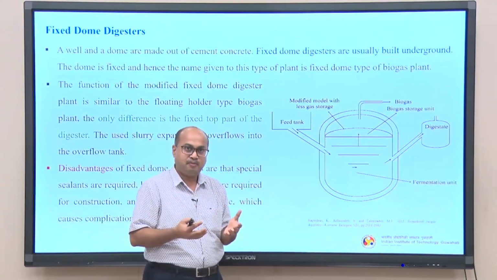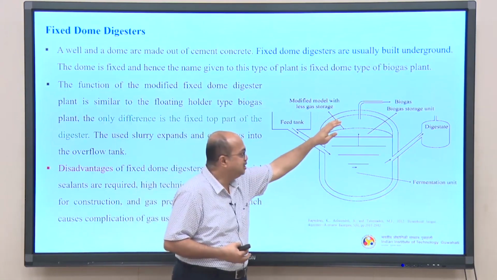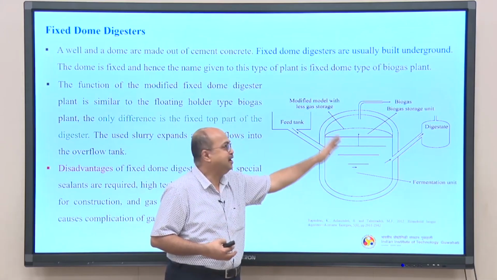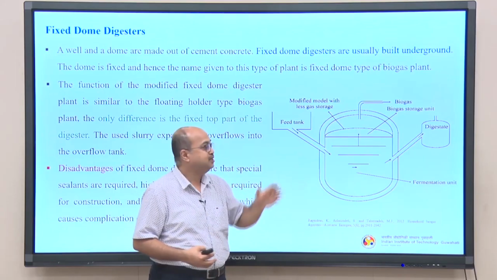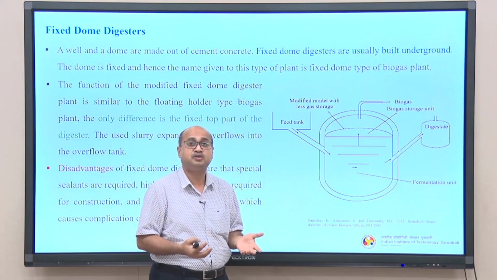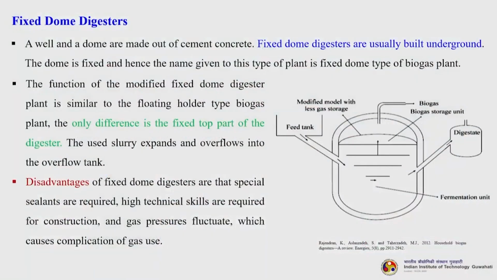Now, even if you have a proper head space, when the gas is continuously formed and getting concentrated here, it will create too much pressure inside the tank. If it is not continuously removed at a particular flow rate, thereby maintaining the pressure inside the fermenter, the fermenter may crack or burst. Okay. So, these are the disadvantages of the fixed dome process.